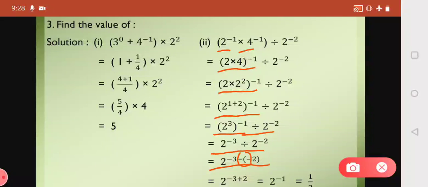Here you can see 2 raised to minus 3 plus 2, that is 2 raised to minus 1, that is equal to 1 upon 2. Here it is 1 upon 2. Yes, because reciprocal of 2 raised to minus 1 is 1 upon 2.